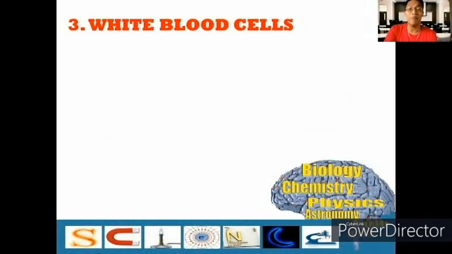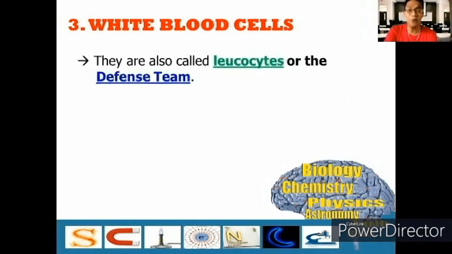The third component of our blood is the white blood cell or WBC. This is also called leukocytes and they are our defense team.